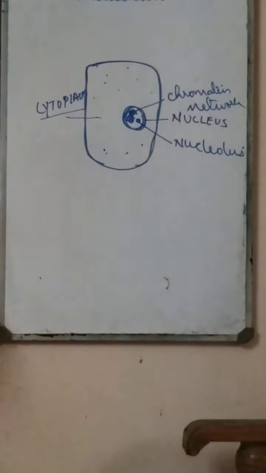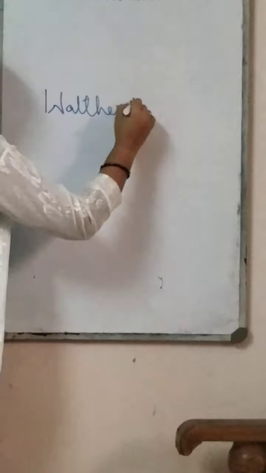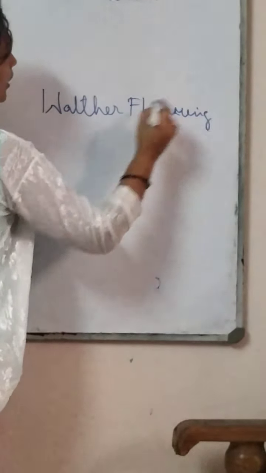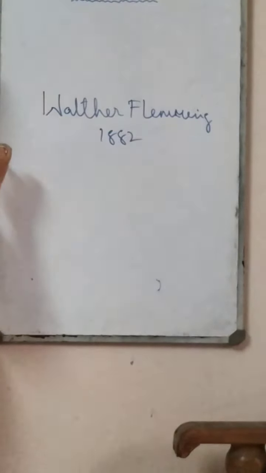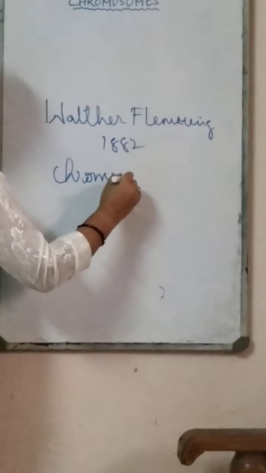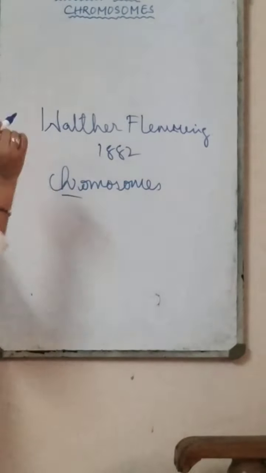Okay. Now, who discovered the chromosome and how? A German scientist called Walther Fleming, in 1882, found this structure called chromosomes. So chromosomes were discovered by Walther Fleming in the year 1882. And where did he find these chromosomes? He found these chromosomes in one of the amphibians called the salamander.